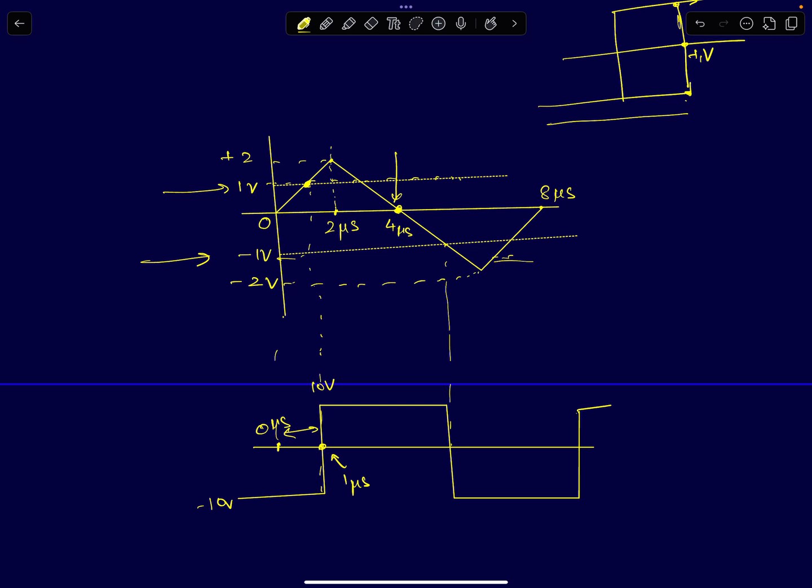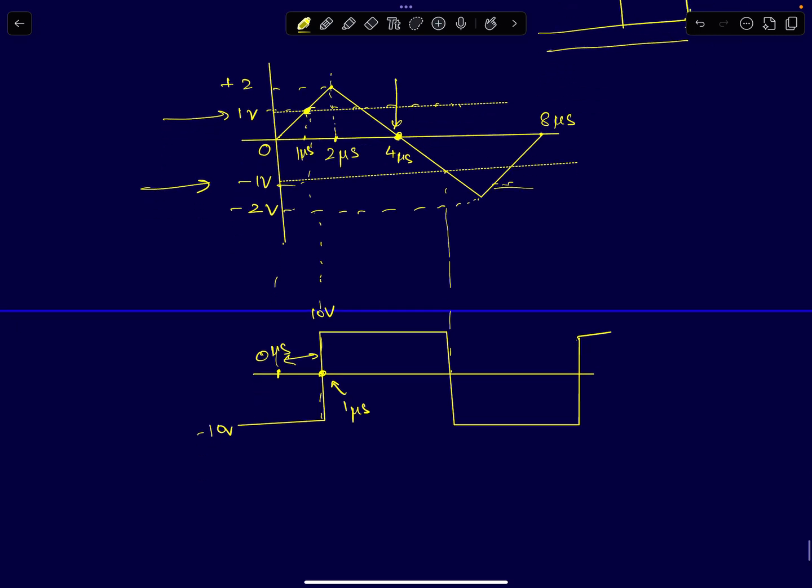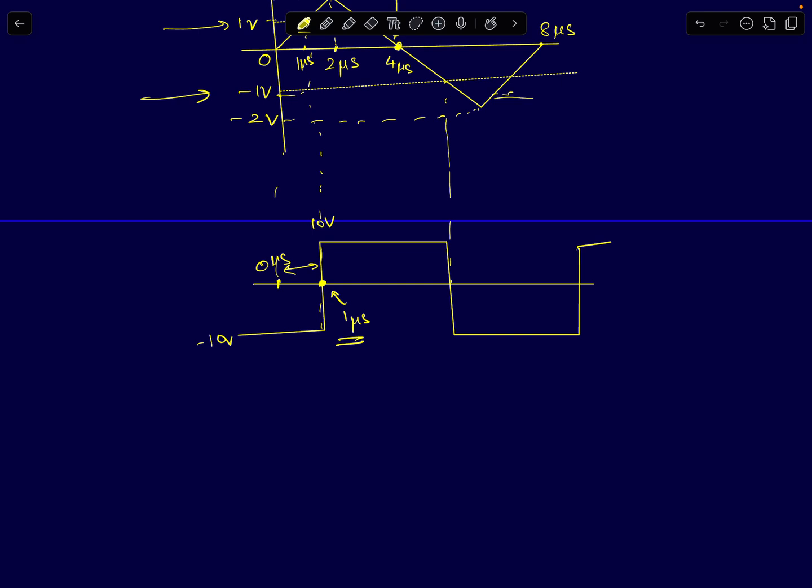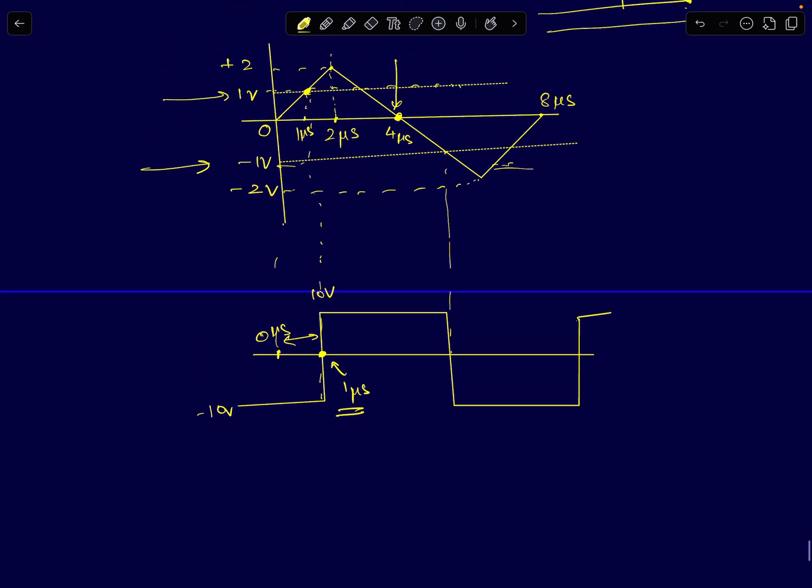So how long will it take to reach 1 volt? It will just take 1 microsecond. That's it. So the time at which the zero crossing will occur will be 1 microsecond. So the rising edge to rising edge difference, you can say that the delay between the input waveform and the output waveform is 1 microsecond.